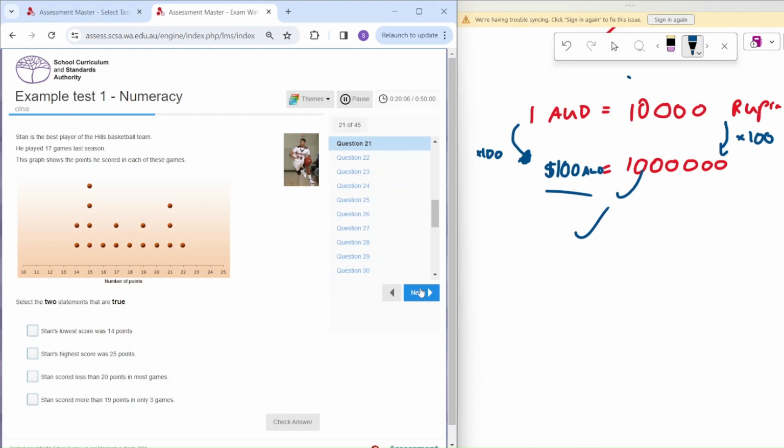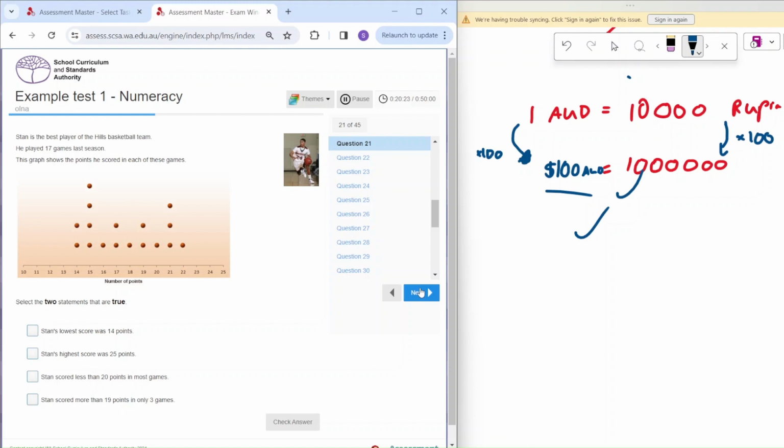Stan is the best player of the Hills basketball team. He played 17 games last season. This graph shows the points he scored in each of these games. This is a dot plot, or it's similar to a bar chart, but it uses dots effectively.